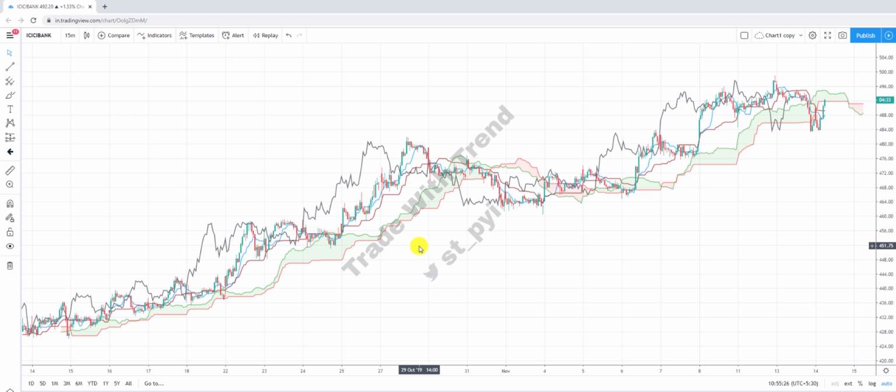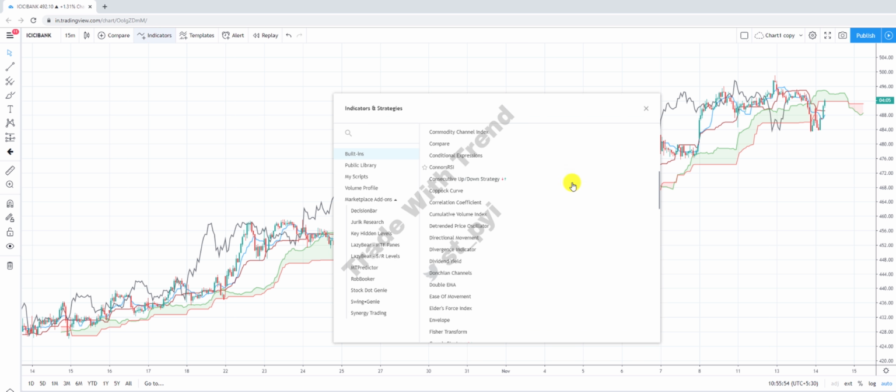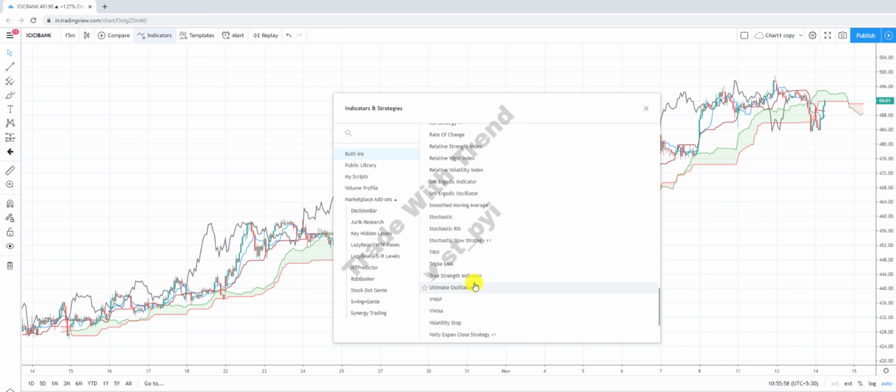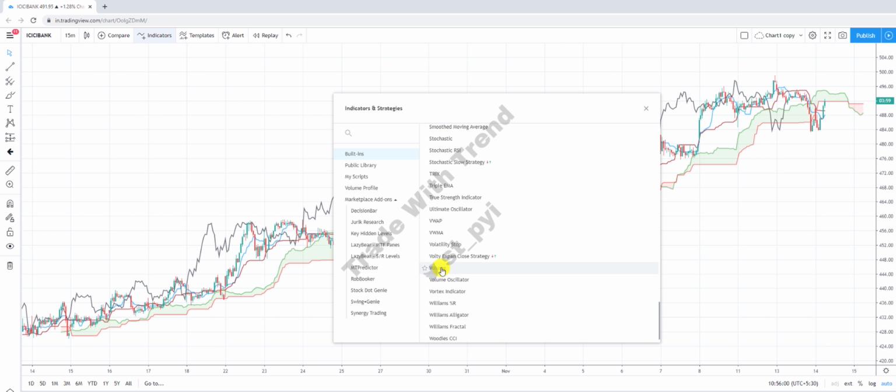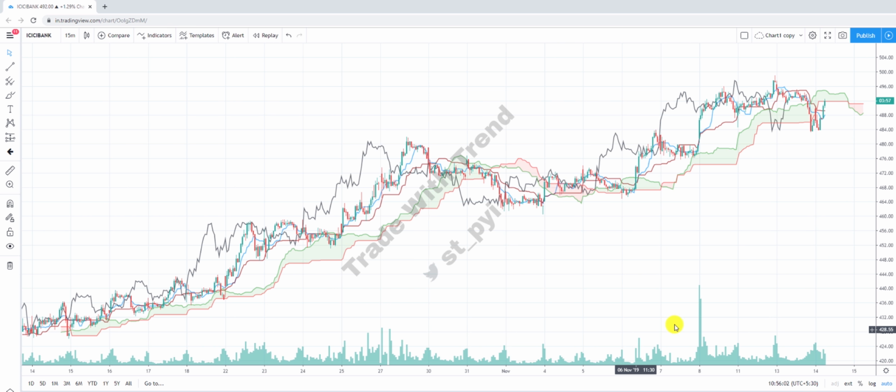The basic rule for Kumo breakout has already been covered in 2 videos. In case you have missed those videos, links to those will come up at the top right end of your screen. Once you have this basic chart ready, I also like to include the volume indicator. Just click on the indicator section here, scroll down, and you would find the standard volume indicator. Click here and volumes would come up on the chart.